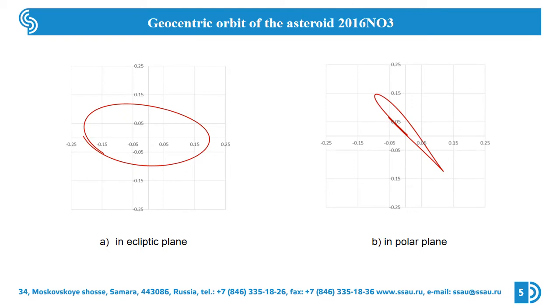The asteroid moves around the Sun in an elliptical orbit and simultaneously in an elliptical orbit around the Earth. Also, the orbit is slightly tilted relative to the Earth, so it goes up and down. On this slide, we can see the orbit of asteroid 2016 HO3 in a rotating geocentric frame. On figure A, we can see the orbit of the asteroid in the ecliptic plane, and figure B in the polar plane.